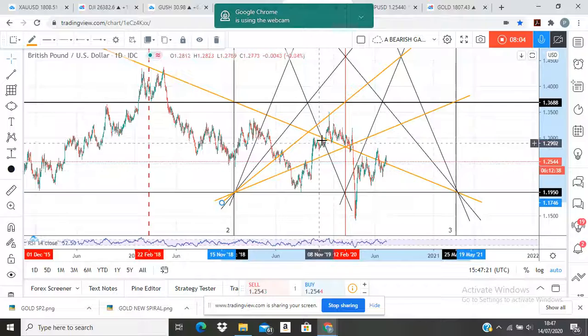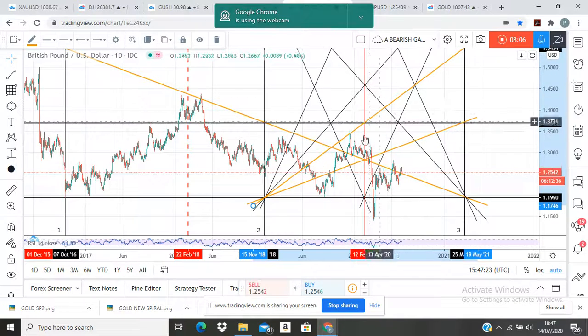Now we can see from here, the two thirds line is the angle which stopped the advance here, which we had previously in the beginning of the year. The two thirds line or the angle is the side which stopped the advance.